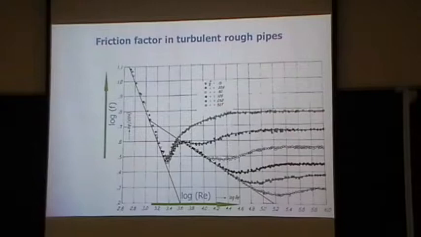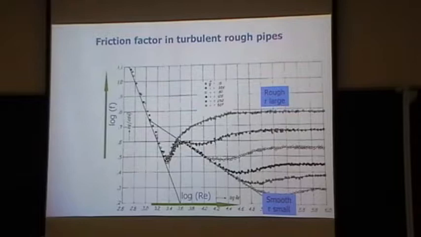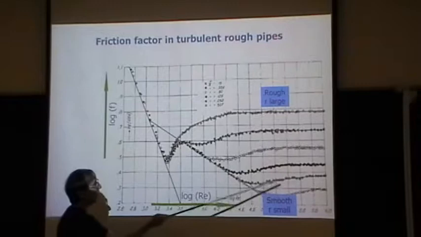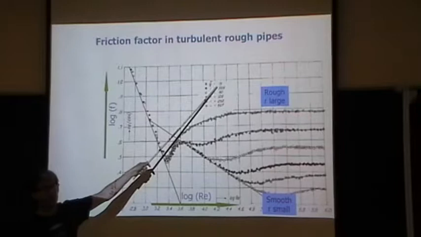Okay, so here's Nikuradse's data. Friction factor, log of that, on the vertical axis, log of Reynolds number along the horizontal axis. What he did, as you heard yesterday, was he looked at the case where you have smooth pipes and rough pipes. When they're smooth, the friction factor is small. As you increase the roughness, the friction factor asymptotes to a larger and larger value. So the rough ones are over here, the smooth ones are over here, and the range of roughness goes from 15 to 500.